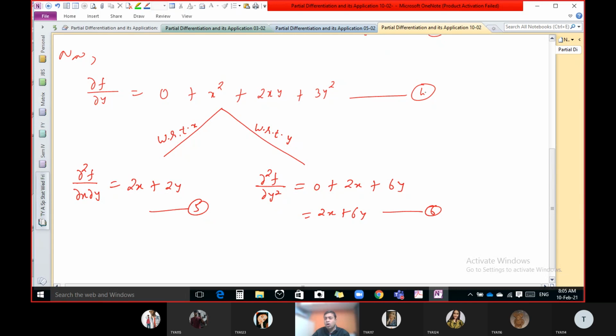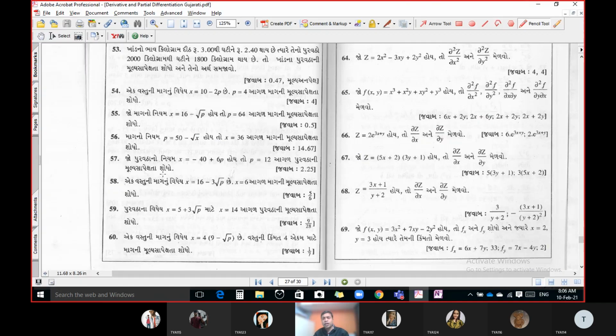If you observe, you will always find this situation. This is true for any function: always f xy equals f yx. Here, this is the symbol. f xy is the symbol for this, and this is the symbol for this. Okay, let us do one more example.